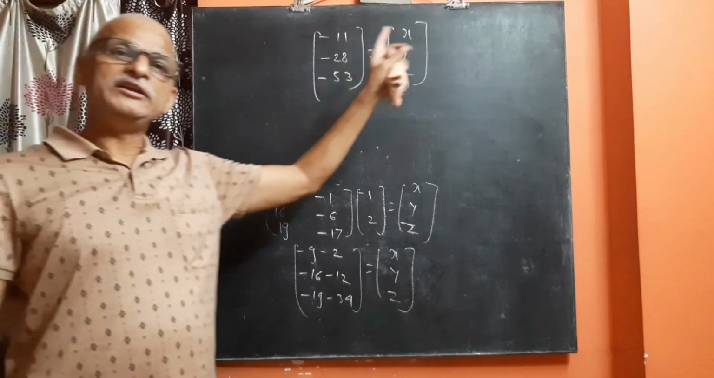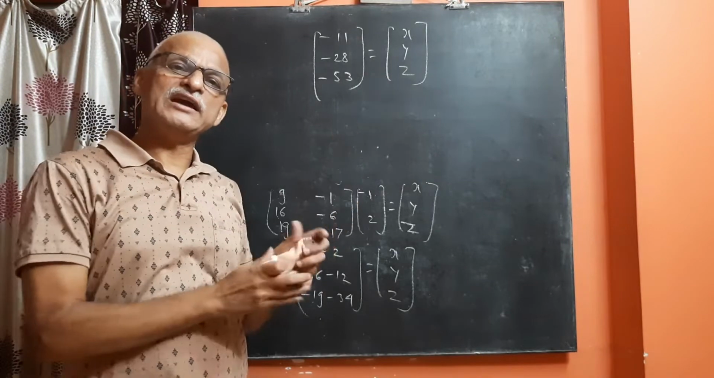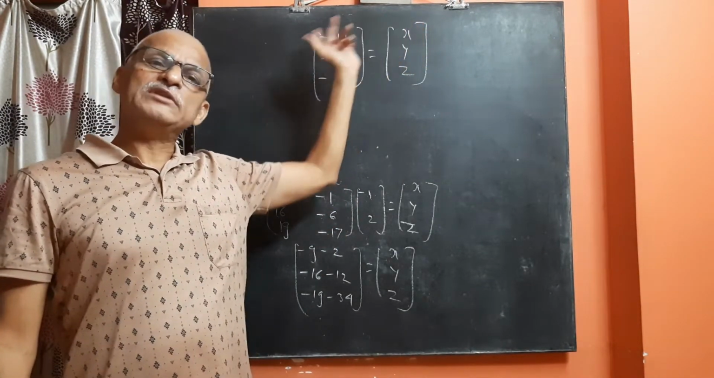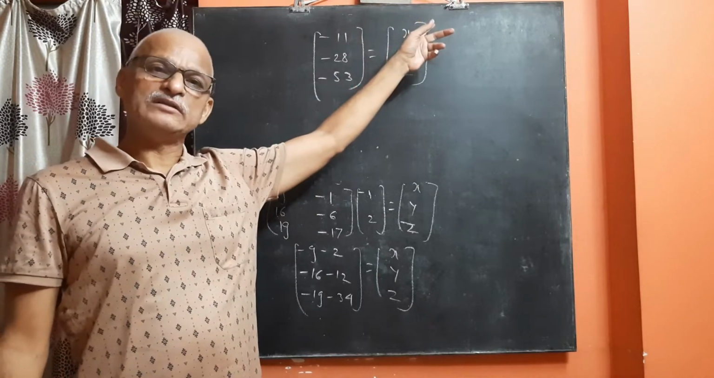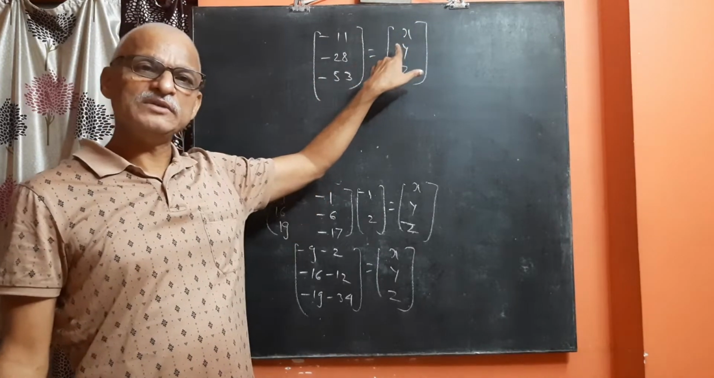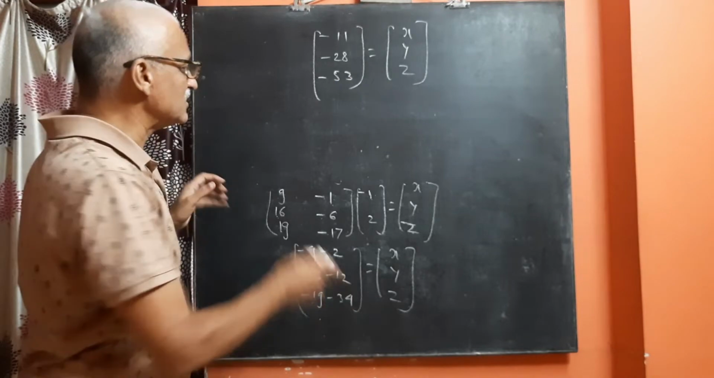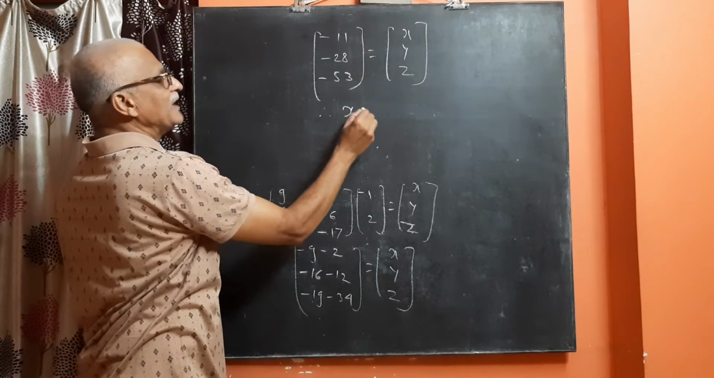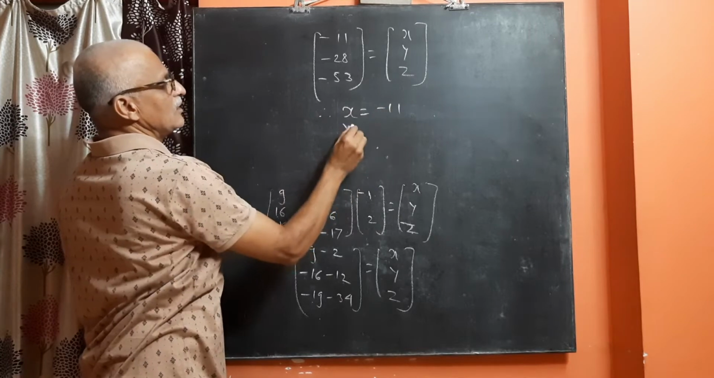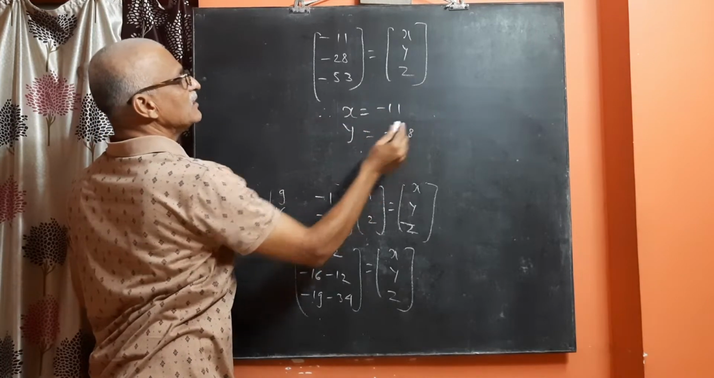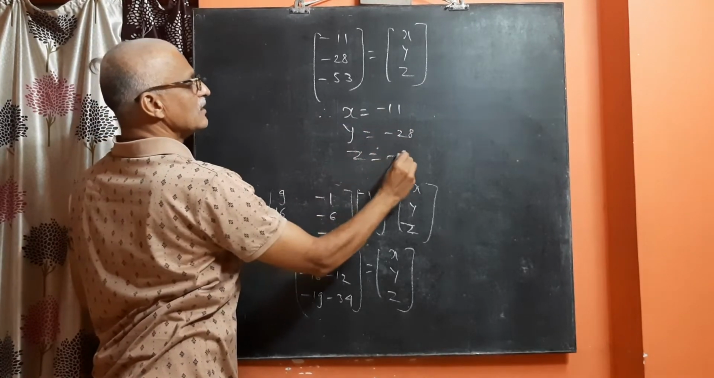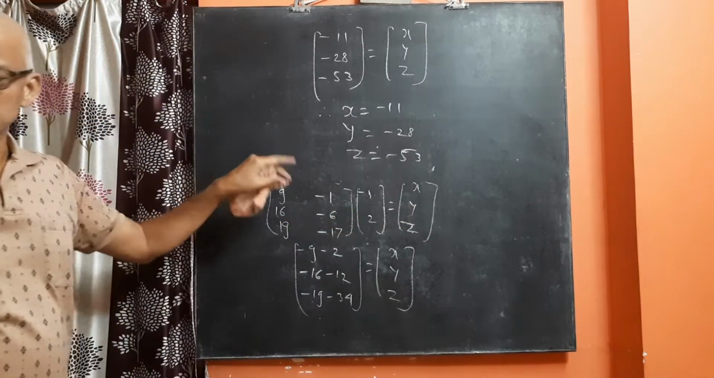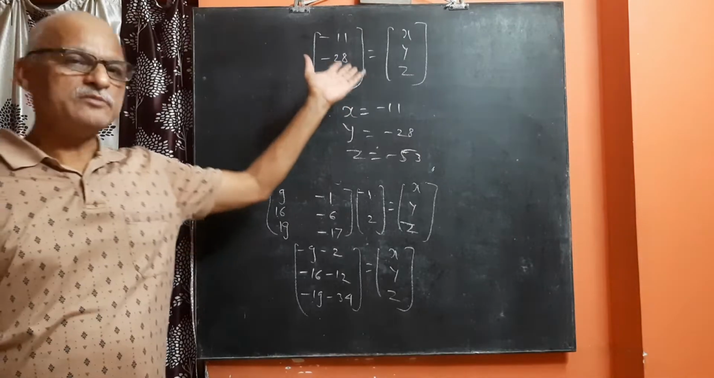According to the equality of two matrices, we know that the two matrices are equal if their corresponding elements are equal. Since here two matrices are same, equal sign between those two matrices, therefore we can directly compare the values. Therefore x equals to minus 11, y equals to minus 28 and z is equals to minus 53. Such type of problems are also important. Mostly in exam such type of problems are there.